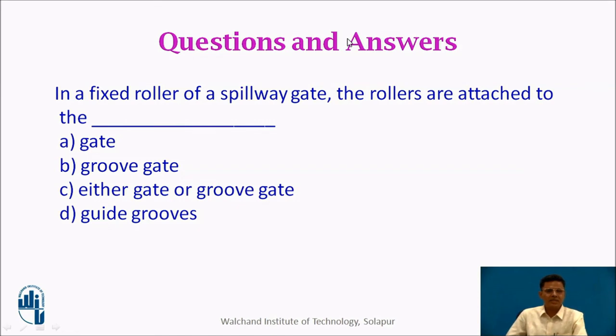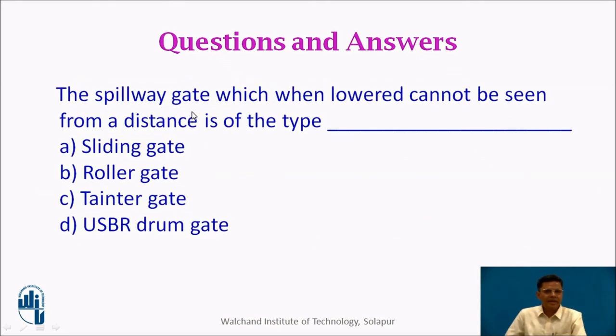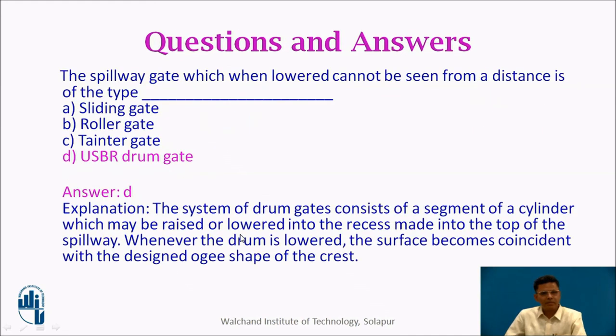Let us have some questions. In a fixed roller spillway gate, rollers are attached to the gate, groove, either gate or groove, or guide grooves. Answer is gate. Next question. The spillway gate, which when lowered cannot be seen from a distance, is of type: number 1 sliding gate, roller gate, tenter gate, USBR drum gate. Answer is USBR drum gate.